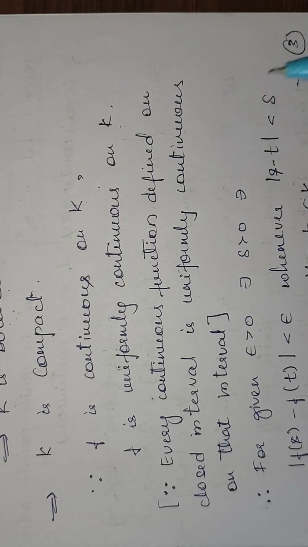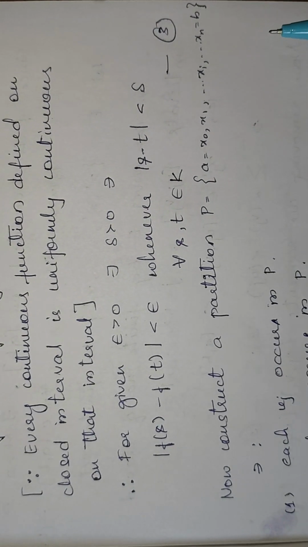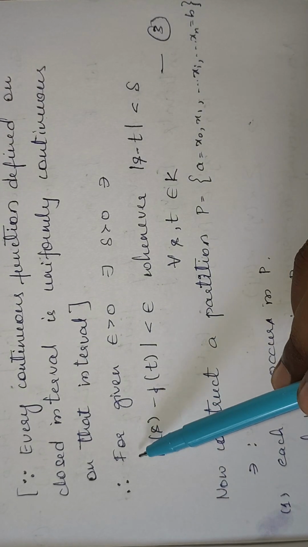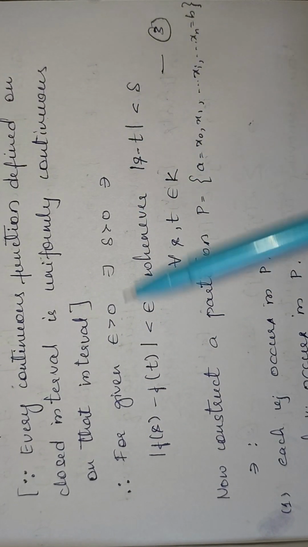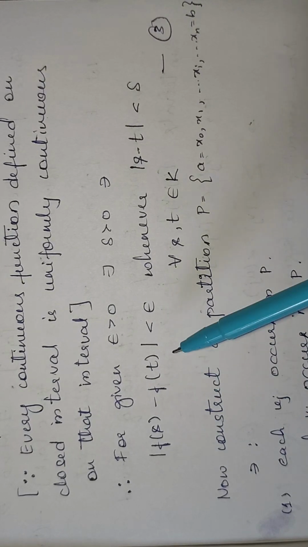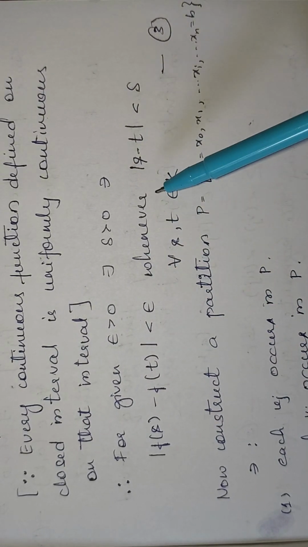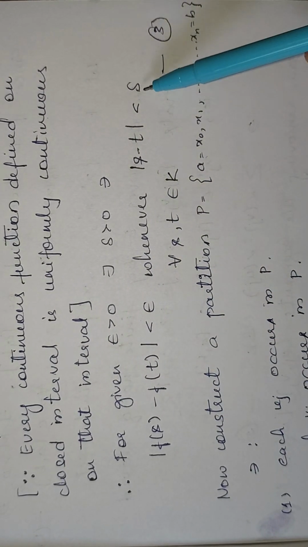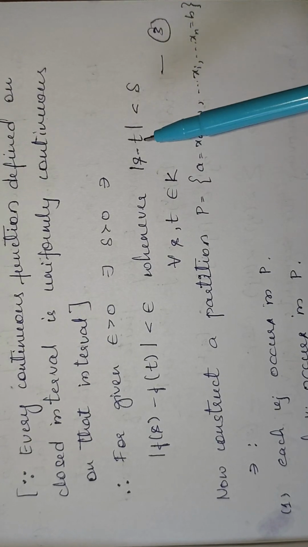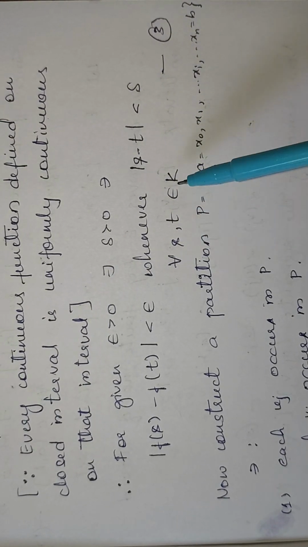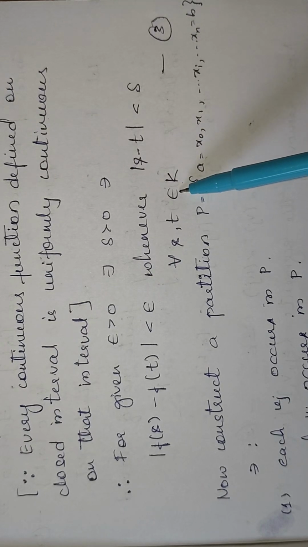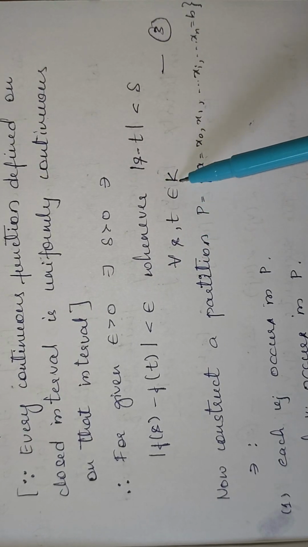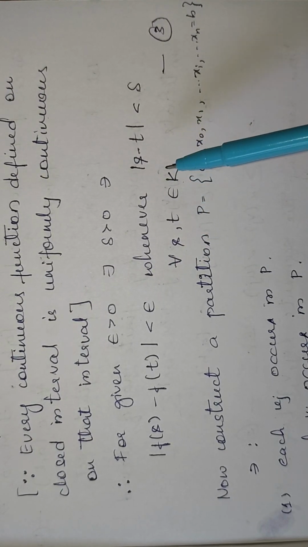Okay, so now I use the definition of uniform continuity. Therefore, for a given epsilon positive, there exists delta positive such that |f(s) minus f(t)| is less than epsilon whenever |s minus t| is less than delta, and this holds for all s, t belonging to K. Then only we say that it is uniformly continuous, meaning it holds for each and every point belonging to K.